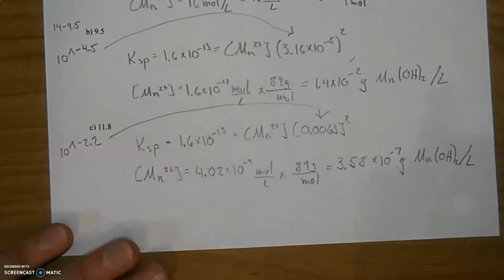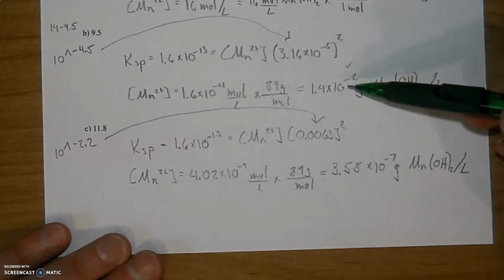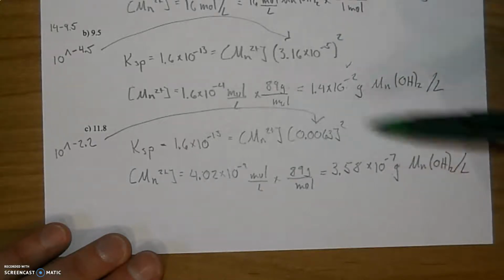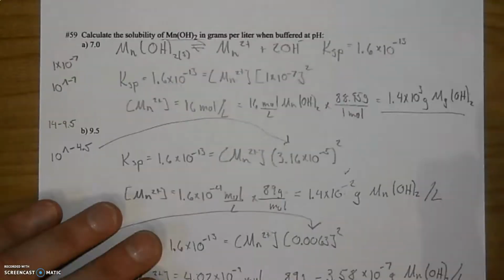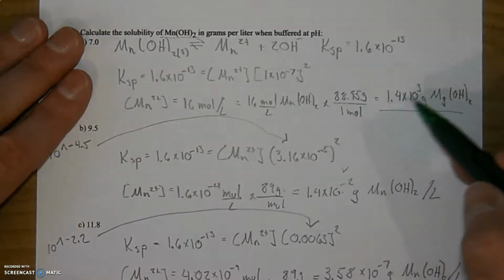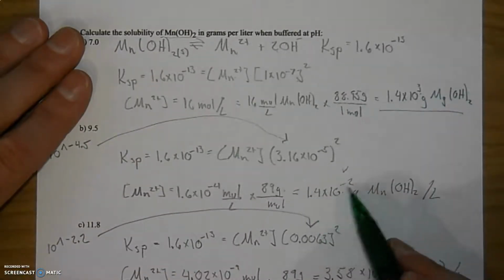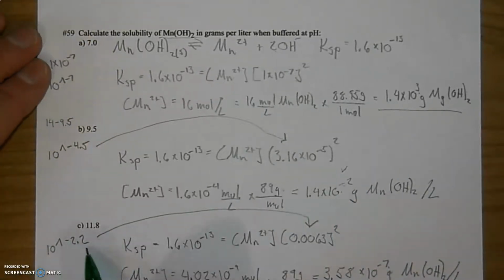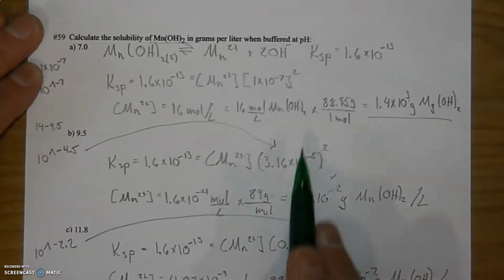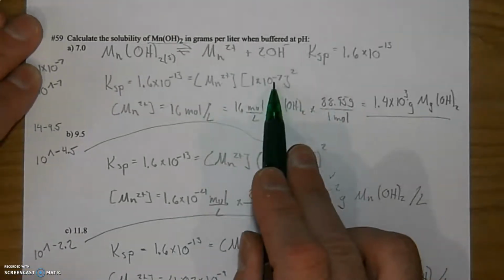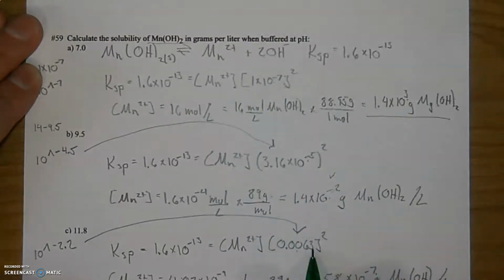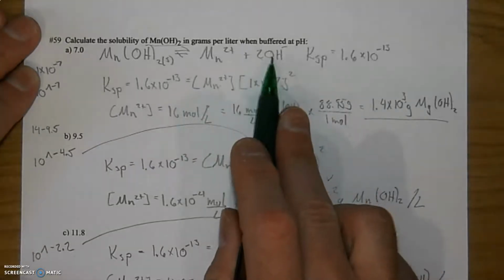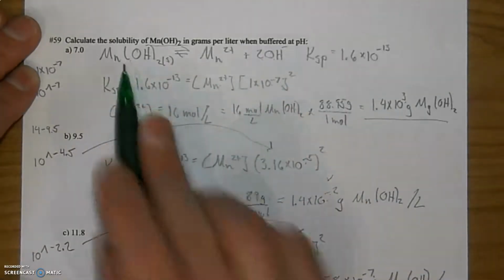So this is interesting. When you look at these numbers, the number of grams gets smaller each time. I started off with 1.4 times 10 to the third, and then it gets smaller to negative second to negative seventh. And the reason for that is as the OH concentration goes up, starting with small, bigger, bigger, as that goes up, it's like Le Chatelier's principle. It inhibits this from going into solution. Okay, that problem is done.